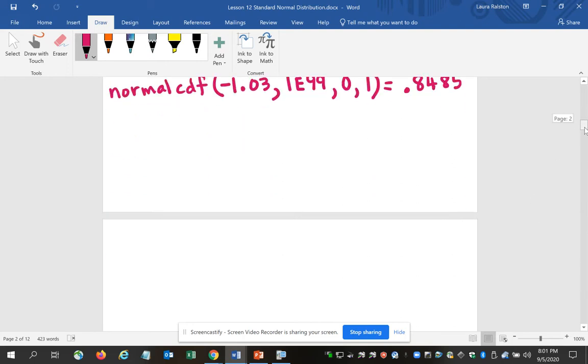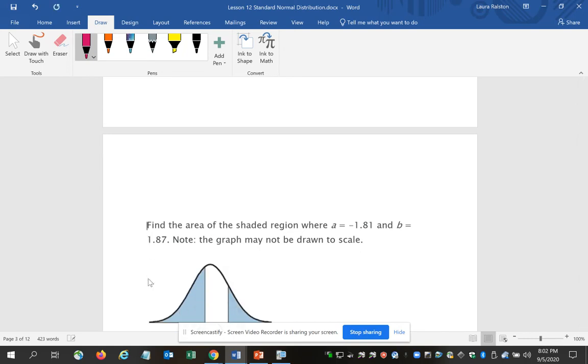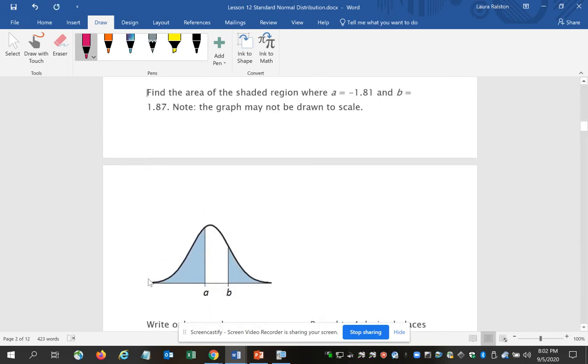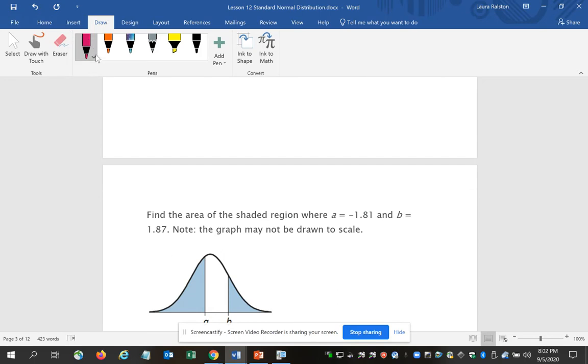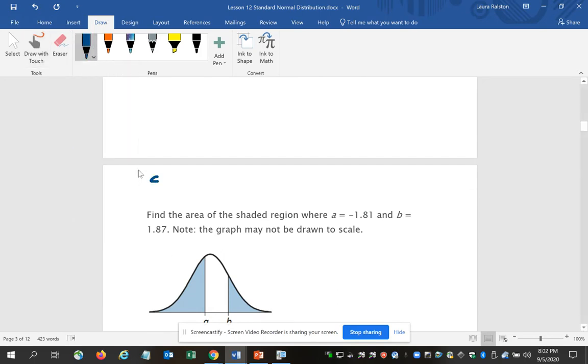Okay, I'm moving on to the next one. Again, we're still assuming that it is a normal distribution or a standard normal distribution. So again, because we believe we're dealing with the standard normal distribution, our mean is 0 and the standard deviation is 1.